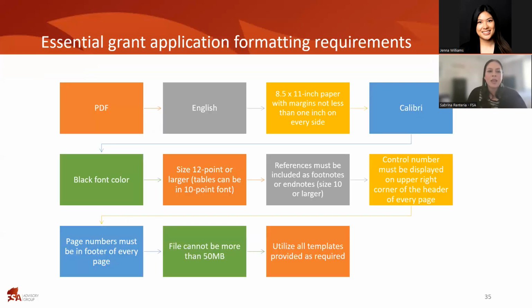Some things to be mindful of, essential grant application formatting requirements. It's going to tell you if things need to be in PDF, if it needs to be in Word. This grant, they have to say, it has to be in English. We have to use 8.5 by 11-inch paper with margins not less than 1 inch on every side. We are in school again. We have to have a certain font. Our particular example wanted Calibri.